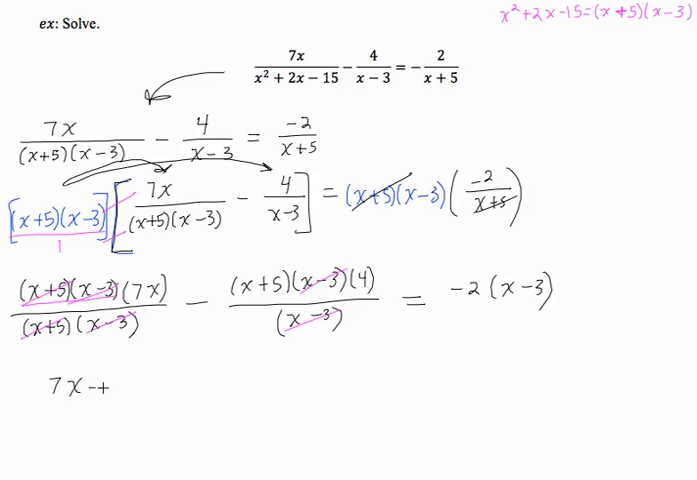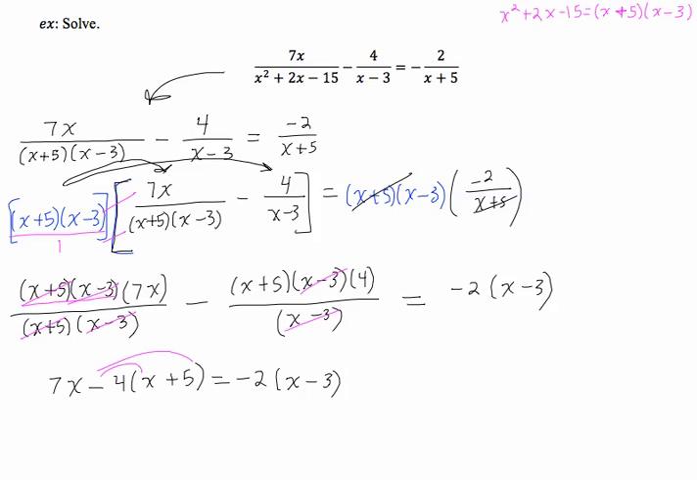Here we have 7x minus 4 times x plus 5 equals negative 2 times x minus 3. Now the nice thing here is this one is not a quadratic. This one's a linear equation. Okay, so we don't have to get it equal to 0 and factor like we did on the previous example. Instead, we can just simply solve for x.